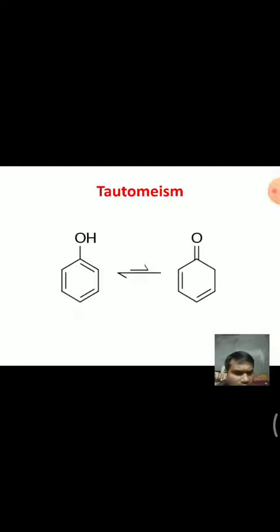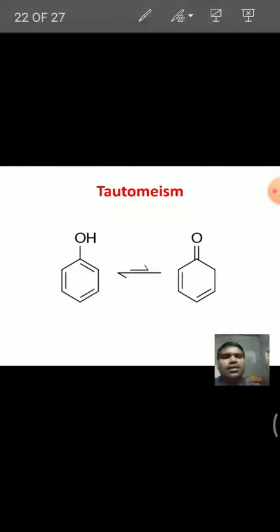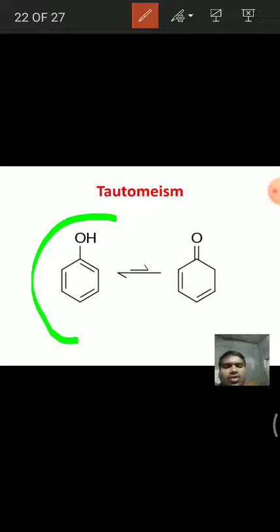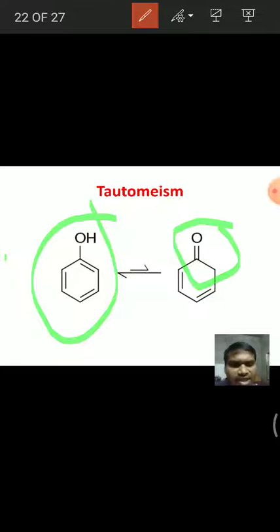And one more example. See here, this is phenol. Phenol is having the enol form. This is the stable form. The phenol form is the stable form, and it exists in the keto form also, like this. In the second molecule, this is phenol, which is stable in the enol form, and the second one is the keto form. This is due to the hydrogen shift from here to here and the double bond to here. I think it is clear. This is keto-enol tautomerism.